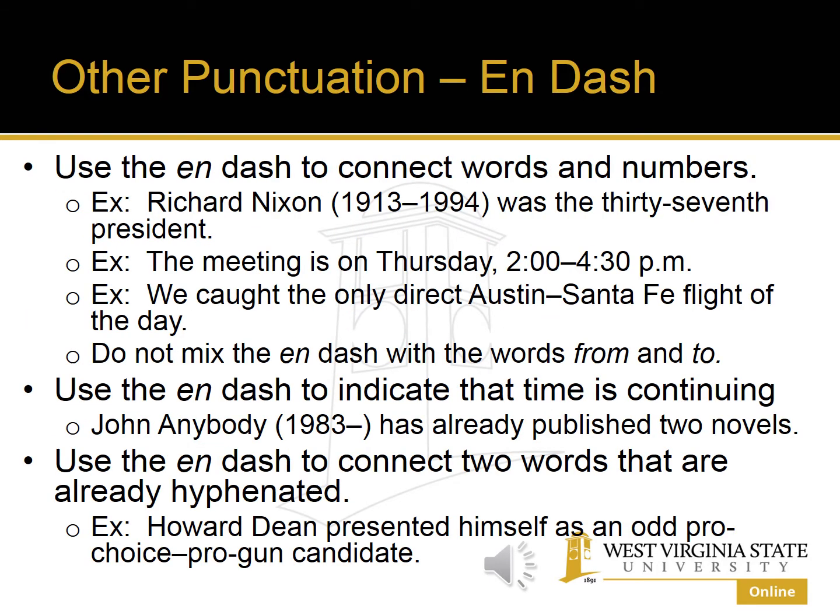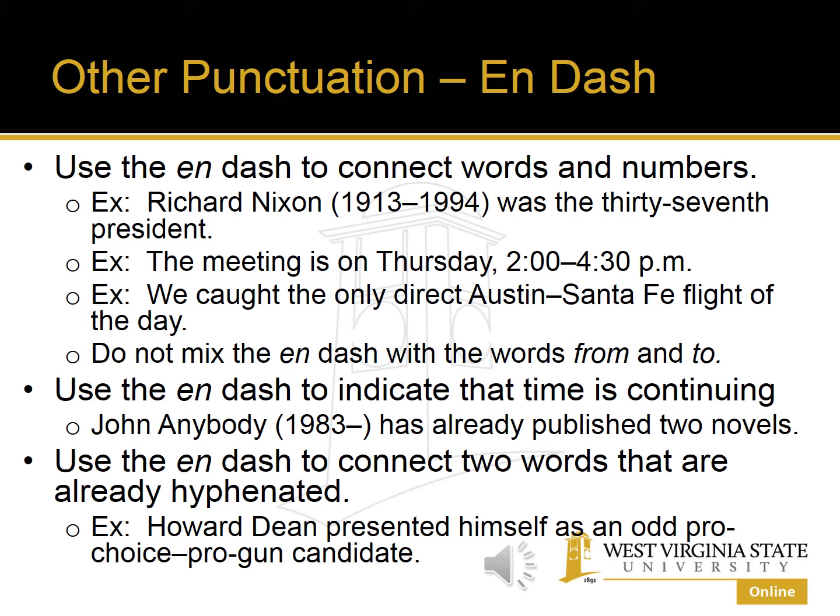Again, now that we know how to create an N dash, let's look at when we would use an N dash. An N dash is used to connect words and numbers. For example, Richard Nixon, parentheses, 1913 to 1994, those two numbers are separated by an N dash. What that's indicating in this particular example is that Richard Nixon was born in 1913 and he died in 1994.